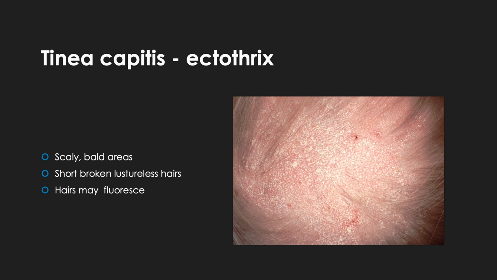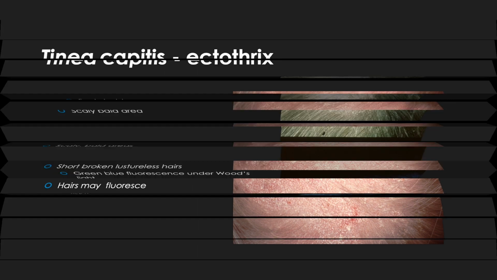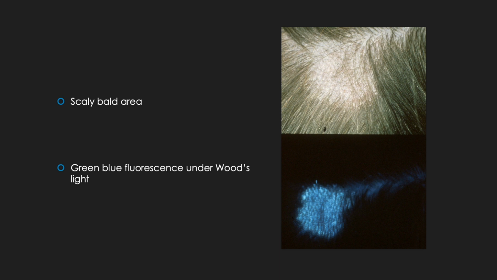Here's an example of ectothrix infection. There are short, broken, lustreless hairs. And with some species of fungus, the hairs fluoresce green. So in the upper area we can see a scaly bald area. On the lower panel, when examined under fluorescent Wood's light, you can see a green-blue fluorescence. And this confirms the presence usually of Microsporum canis or Microsporum audouinii, which is caused by either cat or dog ringworm.